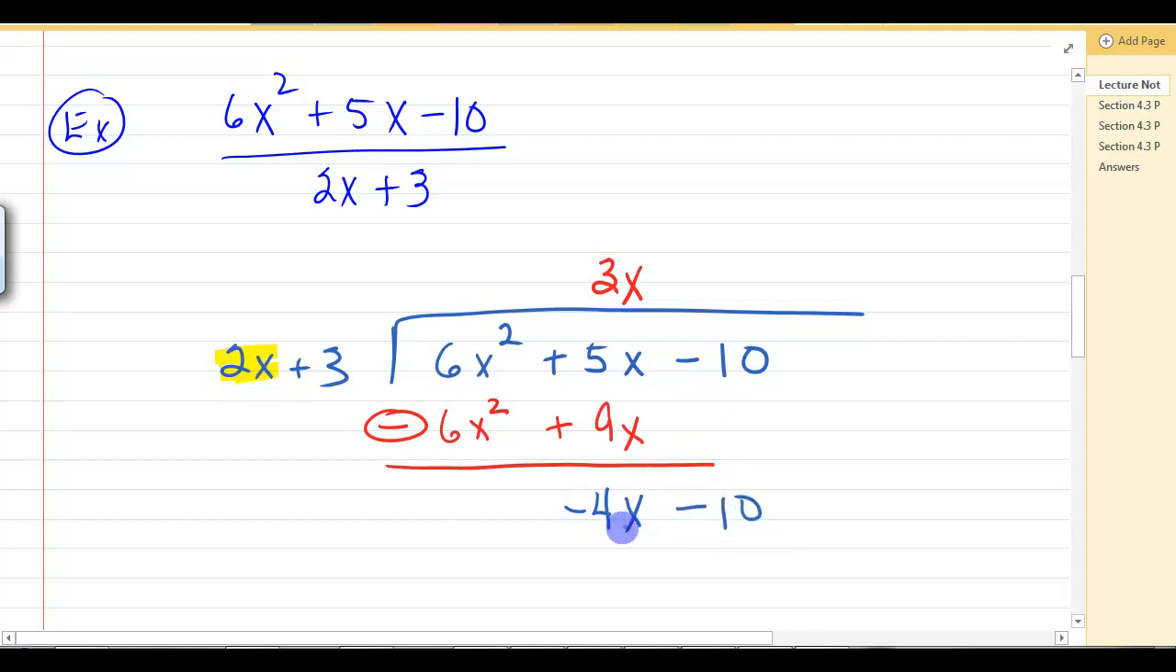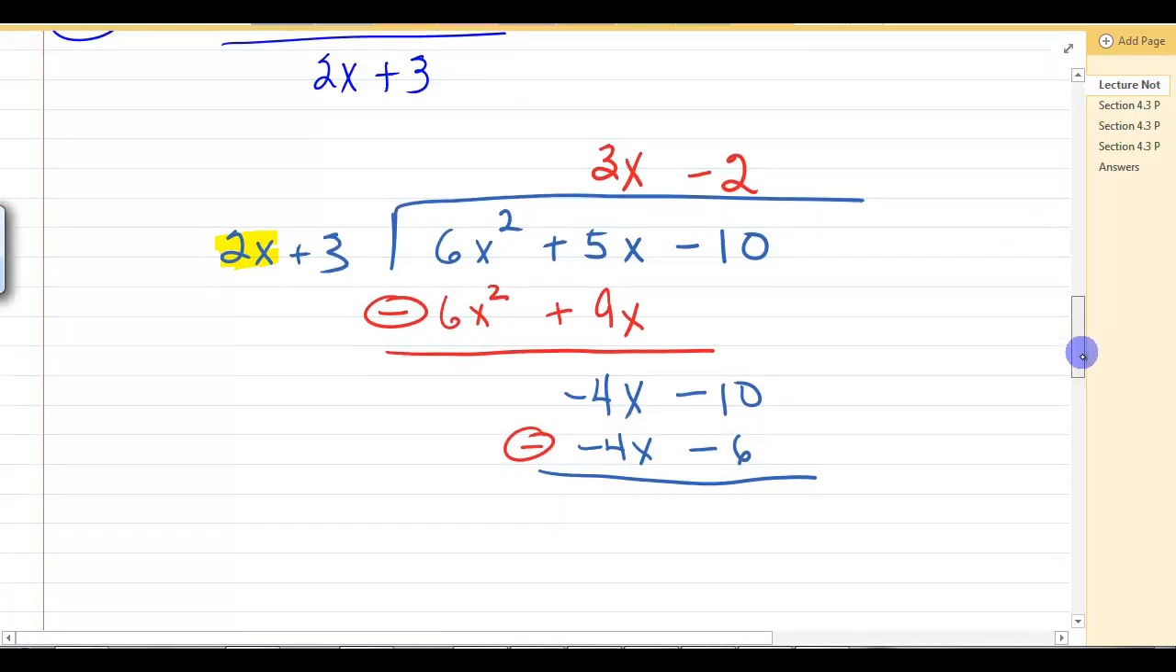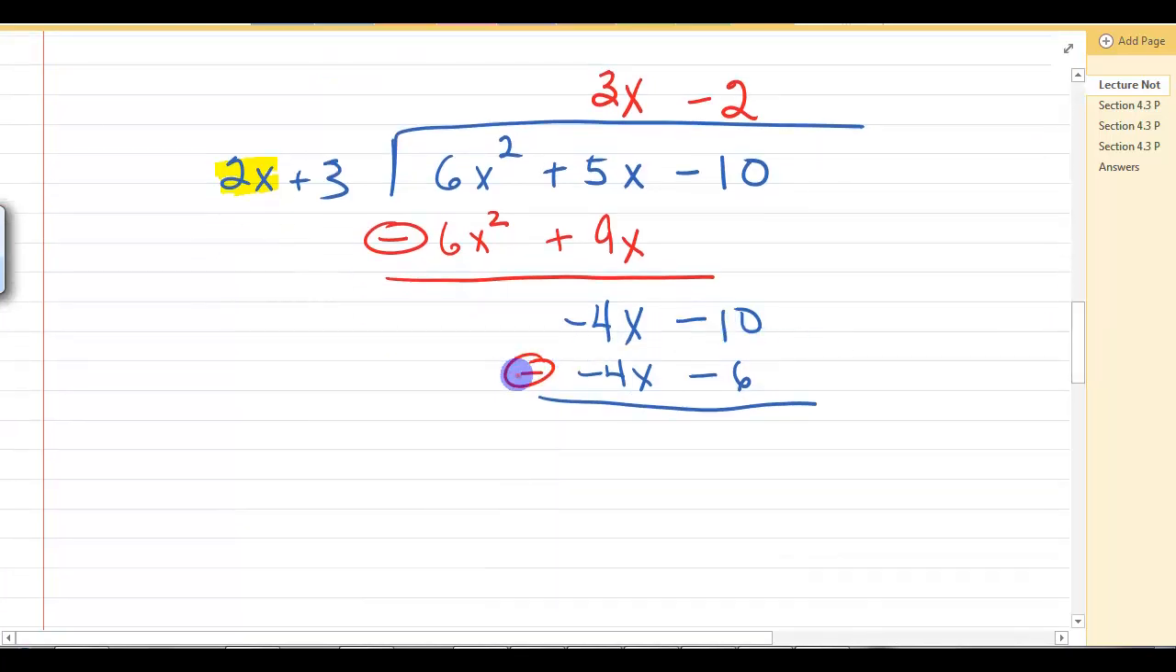2x into negative 4x goes a negative 2 times. I'm going to put negative 2 here. Multiply. We're going to have negative 4x minus 6, and we'll have a subtraction. All right, negative 10 minus a negative. So that's going to be negative 10 plus 6. It's going to give me a negative 4, and that's my remainder.